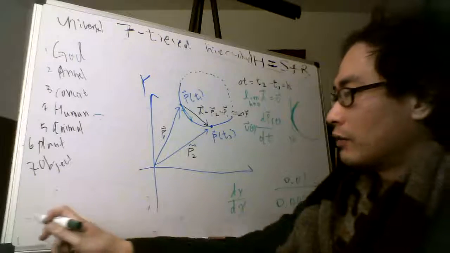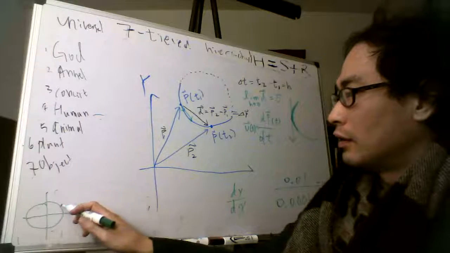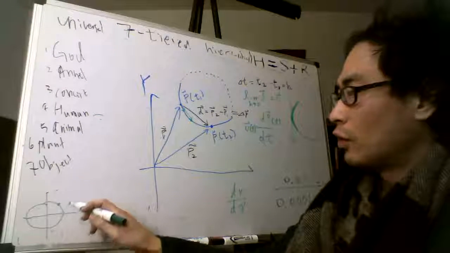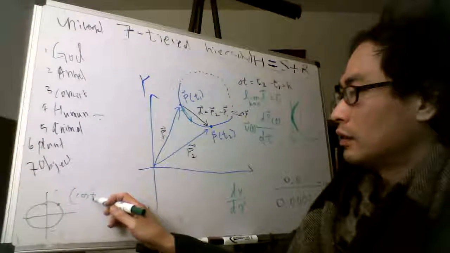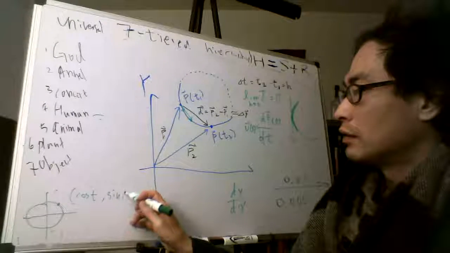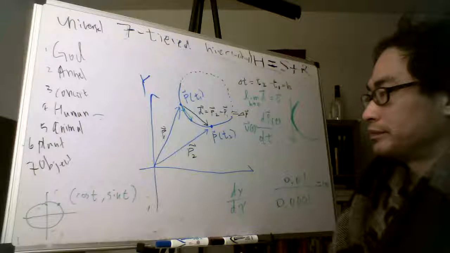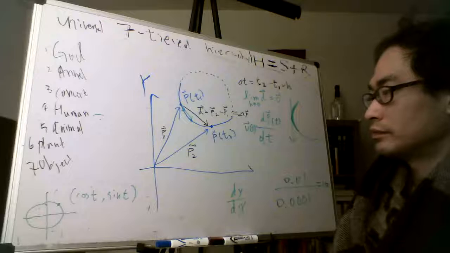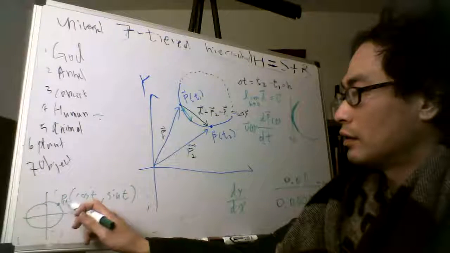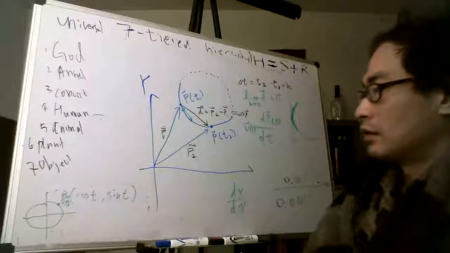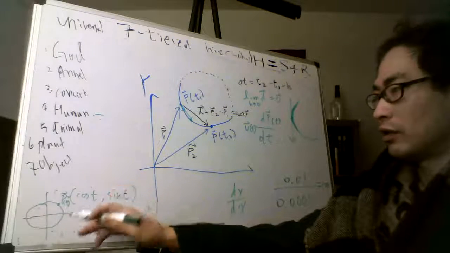Again, we have this circle. Given time, the coordinate of this is cosine t, comma sine t. And there's the position vector, p of t. So it's a vector function. The input is time, which is a scalar. The output is a vector, this position vector.